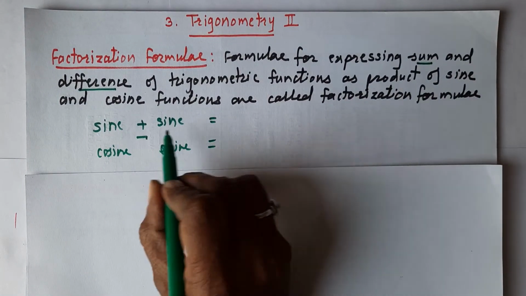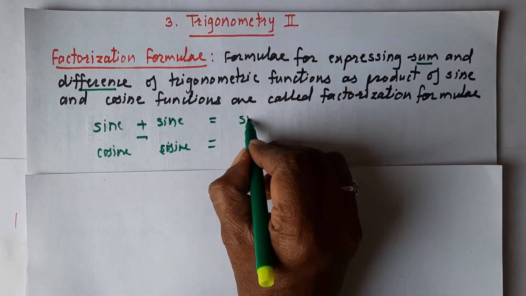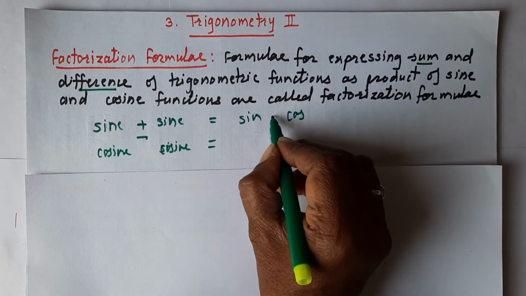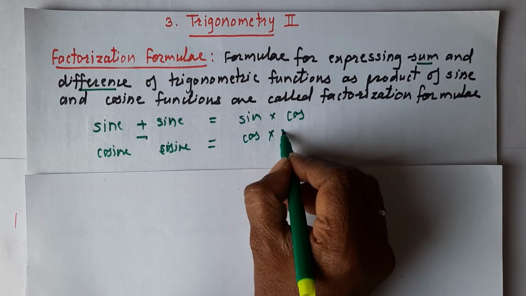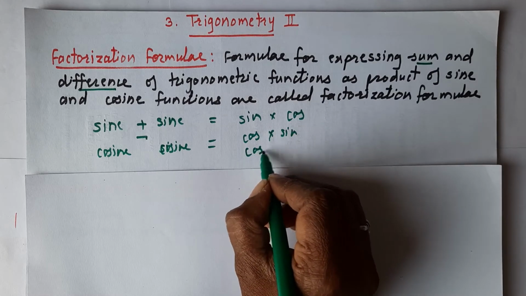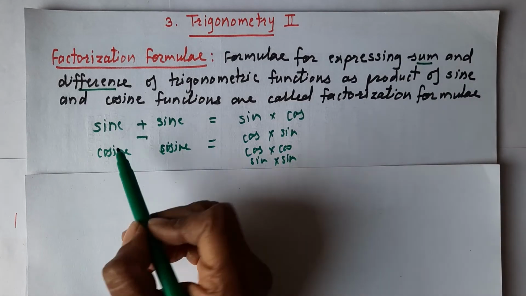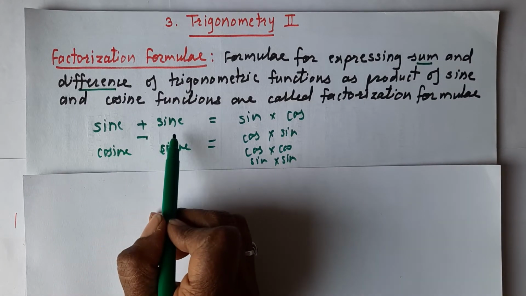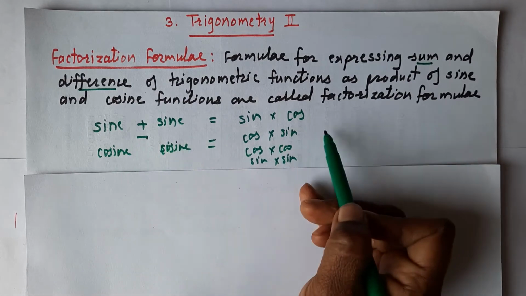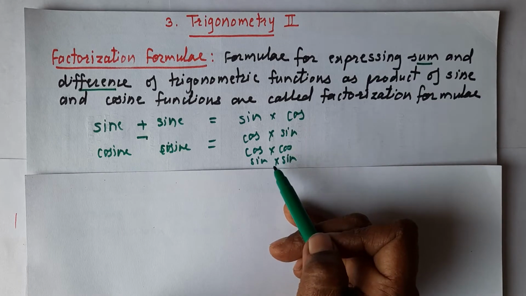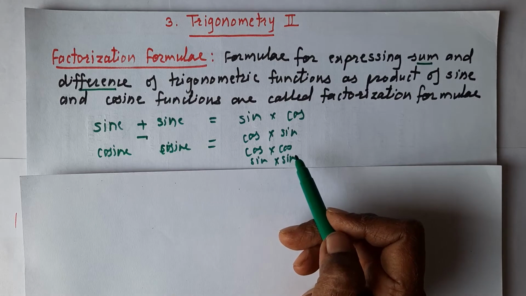Meaning, to the left hand side there is addition or subtraction of sine and cosine functions, and to the right hand side there is product of these two functions, either sine into cos, or cos into sine, or cos into cos, or sine into sine. Such type of formulae are called factorization formulae.